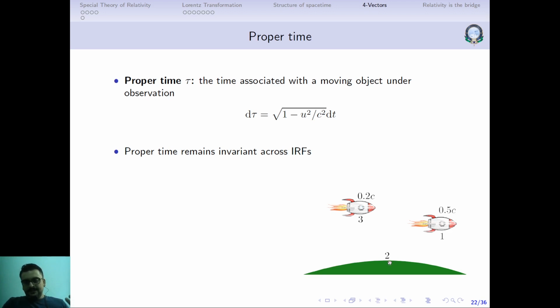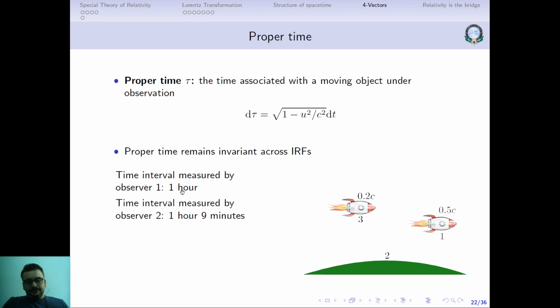But the time measured by your friend on the ground and your friend on the other spaceship will not be 1 hour. It will be more than 1 hour. Why? Because of time dilation. The time observed by you will be 1 hour, but the time observed by your friend on the ground will be 1 hour and 9 minutes. The time observed by your friend in the other spaceship will be 1 hour 4 minutes. How exactly do I get these values? I have left this to you as an exercise. You just have to use the velocity addition and time dilation formulas, and you can find out that this is indeed the case.